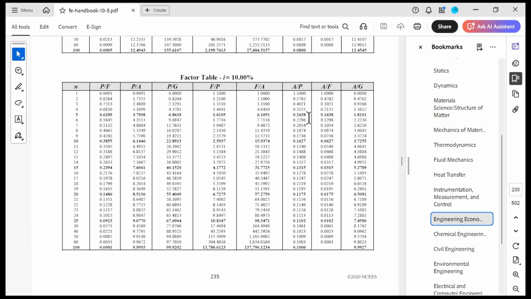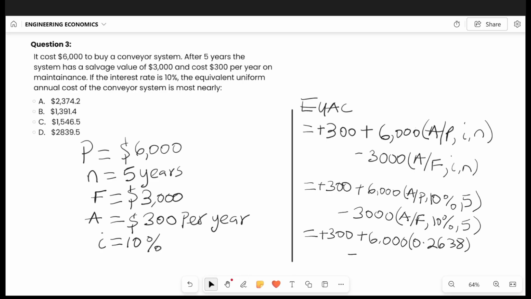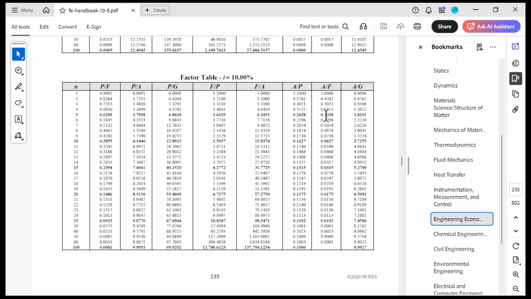So the factor we are looking for is 0.2638. So we're going to have plus 300 plus 6,000, open brackets, 0.2638, minus 3,000, open brackets. So we're going to go back to the manual to get the factor to convert the $3,000 to annual cost. So now we're looking for A/F for 5 years. That value is 0.1638.